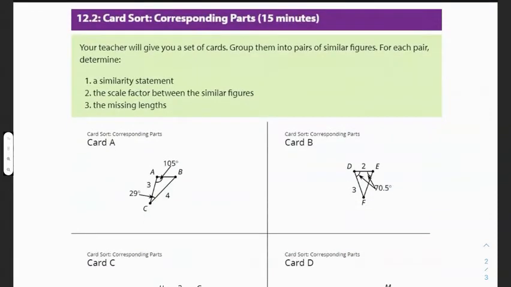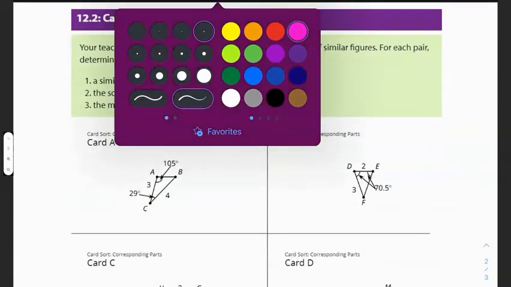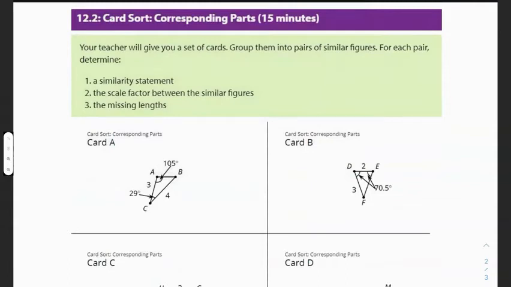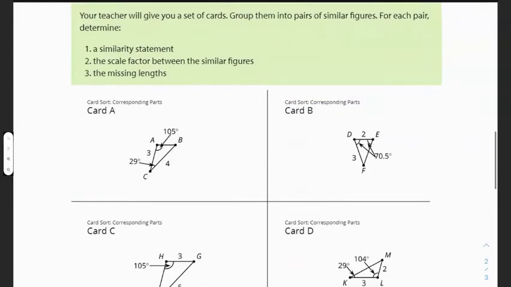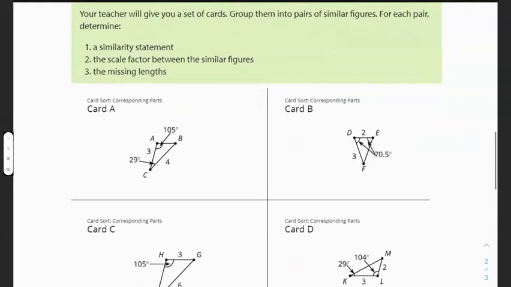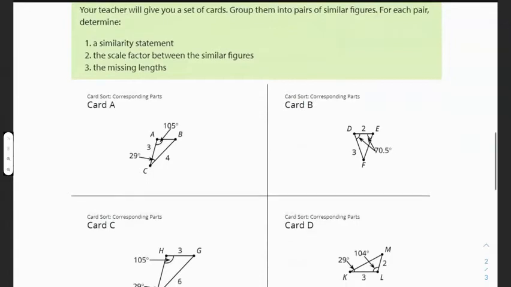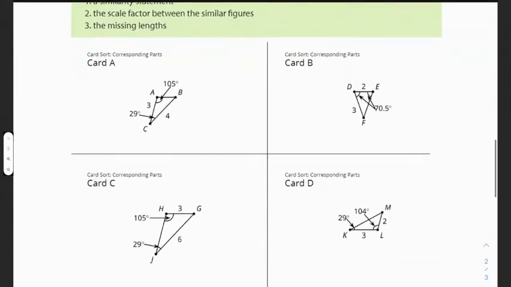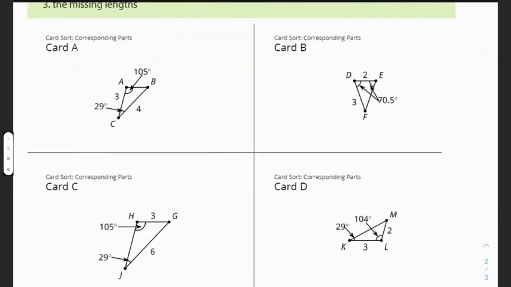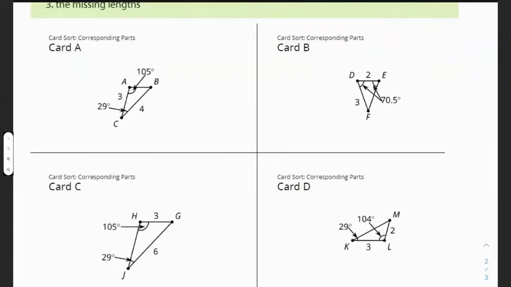All right, card sort, corresponding parts. When we talk about similarity, we're also looking at corresponding parts to see if they have a scale factor in common or certain angles in common. We know that all you need is an angle to prove that two triangles are similar. If we look at these card sorts, they want a similarity statement, a scale factor, and the missing length solved. Right away, from these 4 cards, which two triangles would be similar to one another?